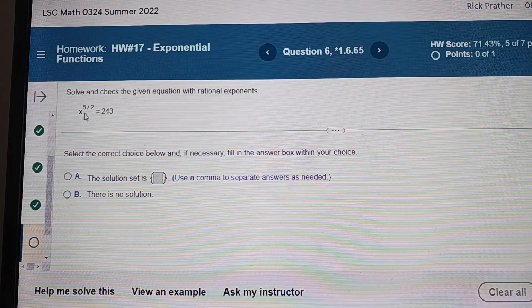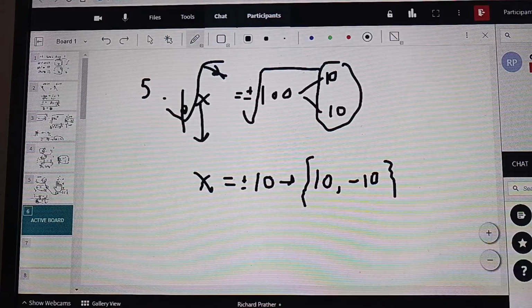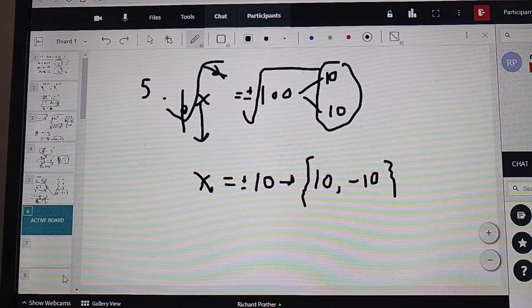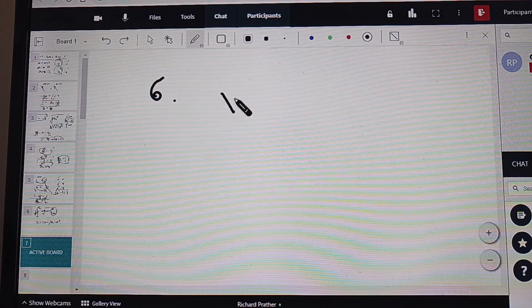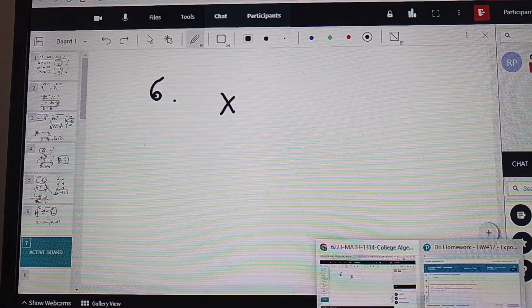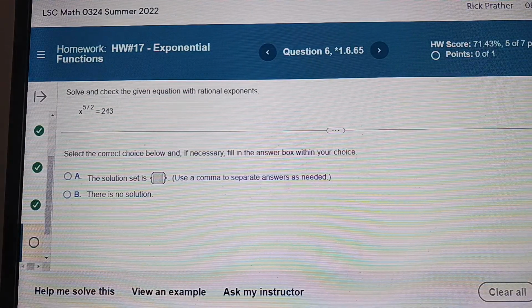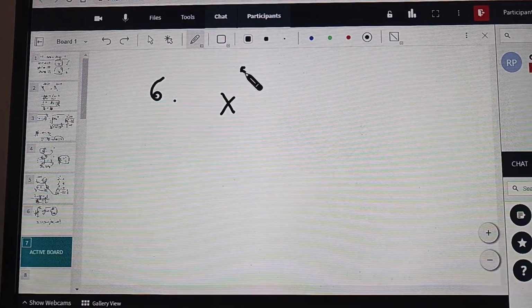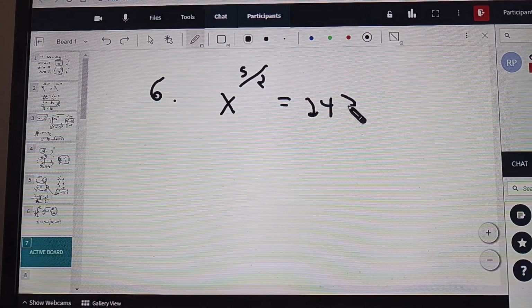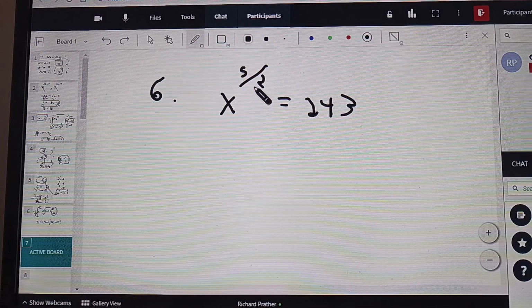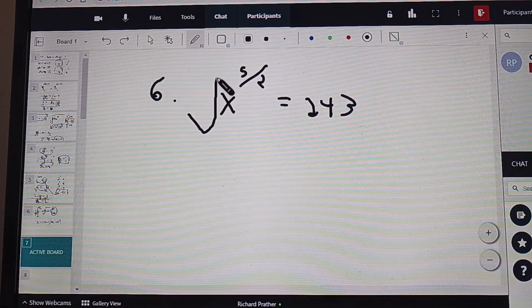Okay, then you get fractional exponents. So first of all, the same idea is going to apply here because I have an x for the base, not an x in the exponent. x to the 5 halves equals 243. So I want to get rid of the 5 halves. I have to do the opposite root, and it's going to be a square root eventually.